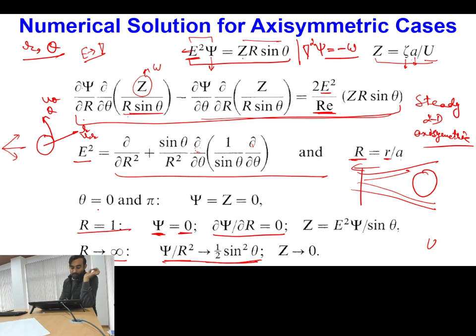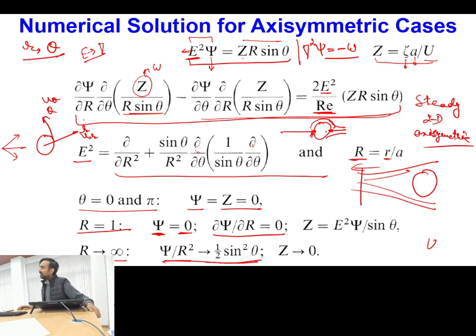In addition, two more conditions are specified over here. What is the reason? Whenever flow approaches the sphere like this, particularly at this point I have a stagnation point, so psi is equal to 0 and vorticity is also equal to 0 at this point. A similar thing will happen when the flow is separating out. At this point also we have some symmetry about the point, so because of that symmetry, at this particular point also the vorticity field and stream function value are equal to 0.